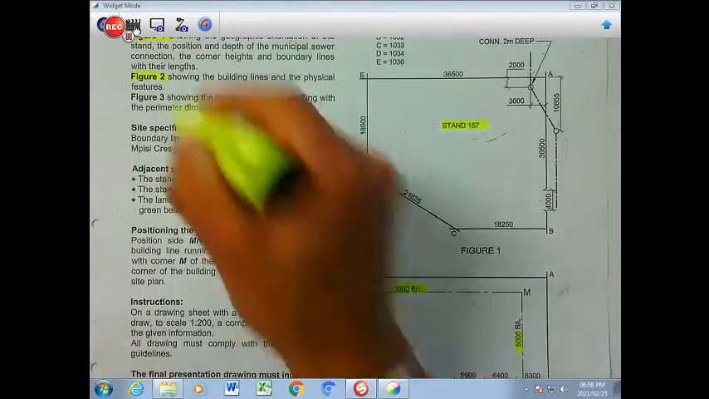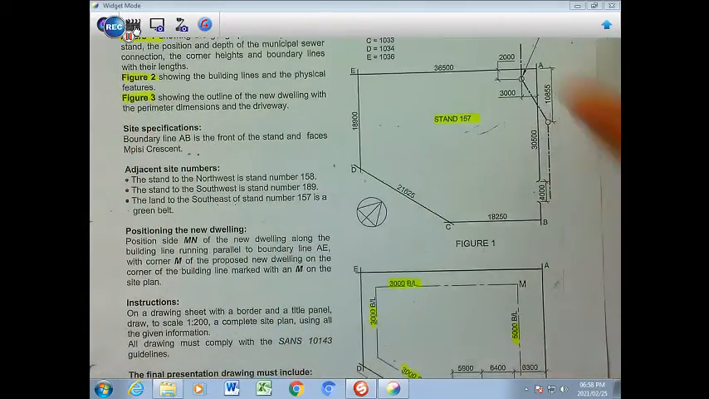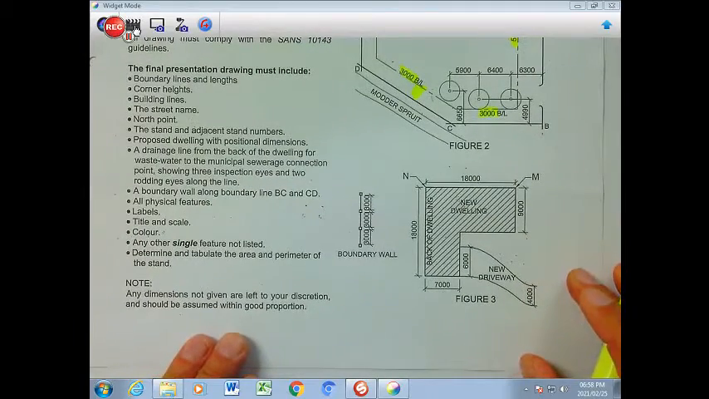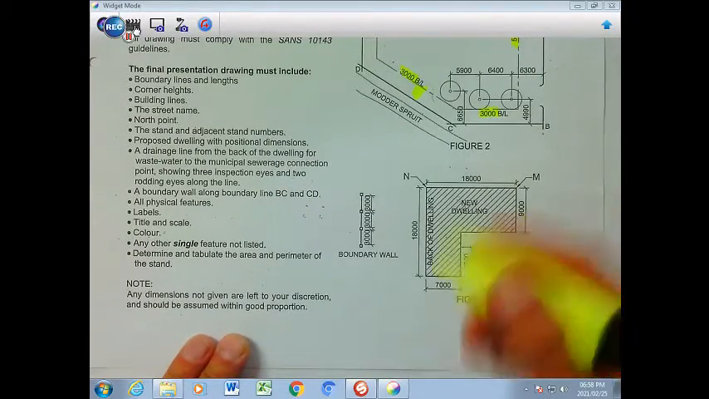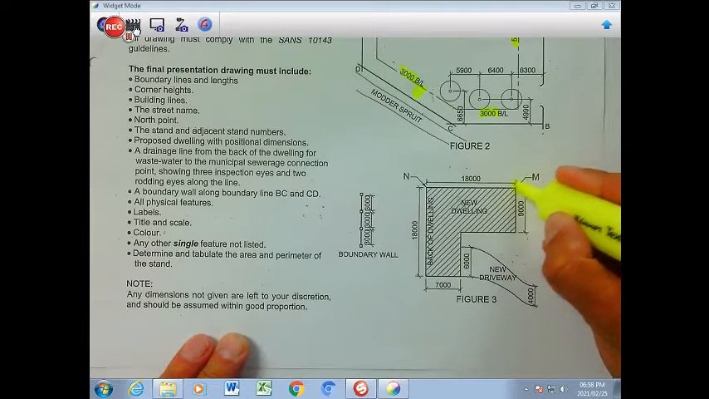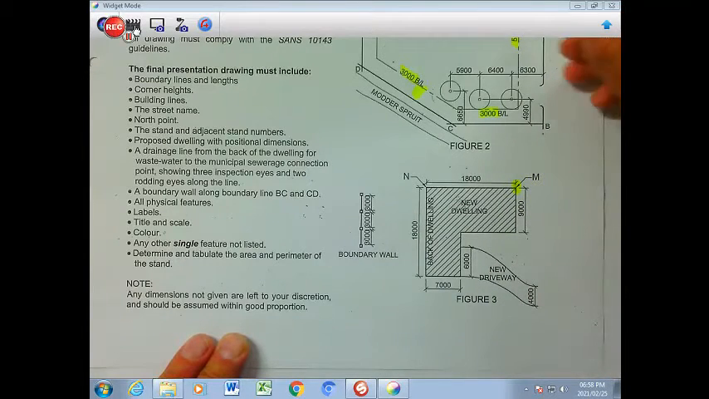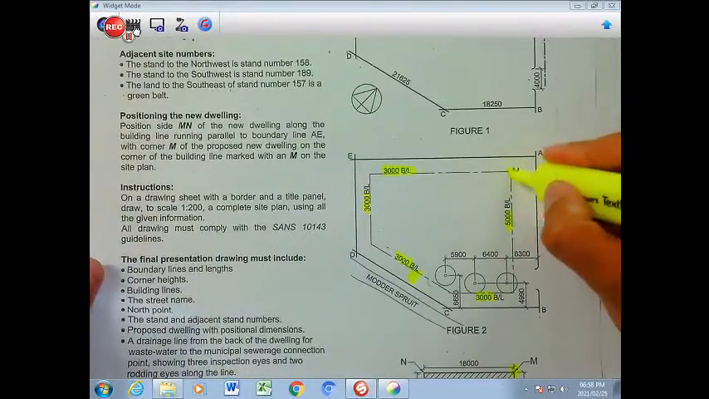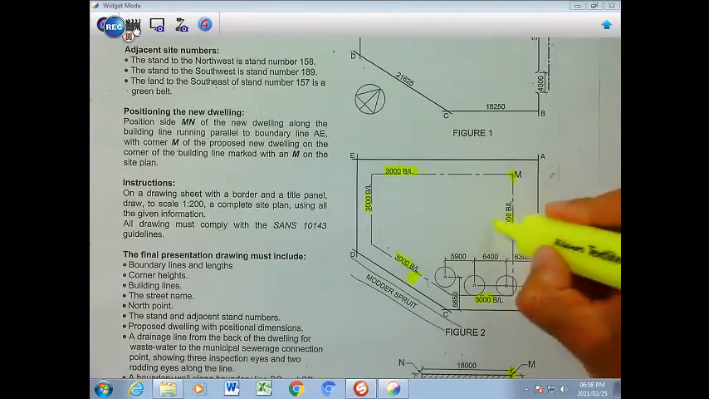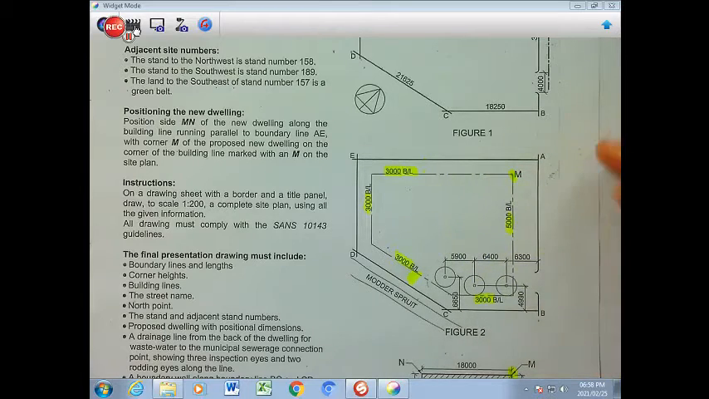So this is the distance which we are basically referring to. If we look at the next figure, which is figure 3, it refers to the actual dwelling which is about to be erected after you have put this design together. It will be approved by the municipality. You will find a particular point here, M, which aligns to the point on your drawing right in the corner of the building line. So that would basically be where this building will be situated on the site plan.